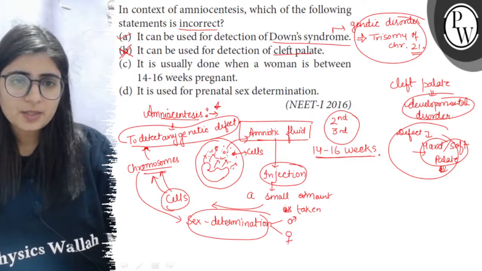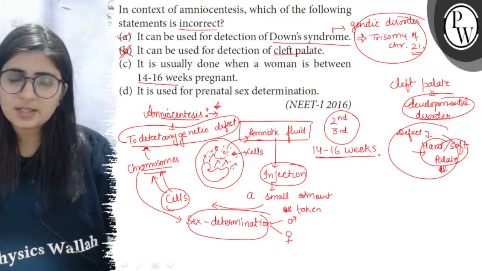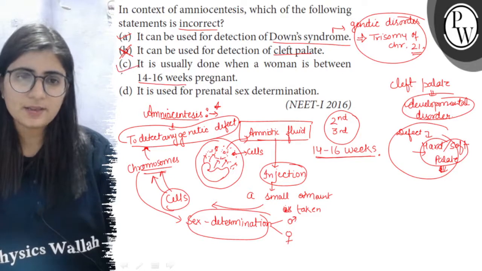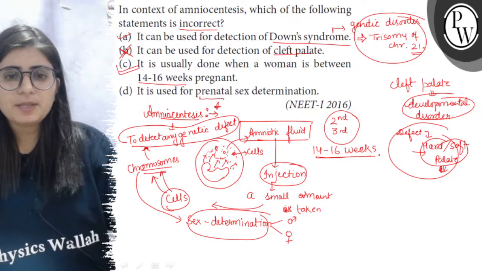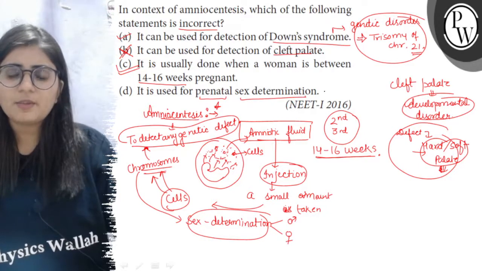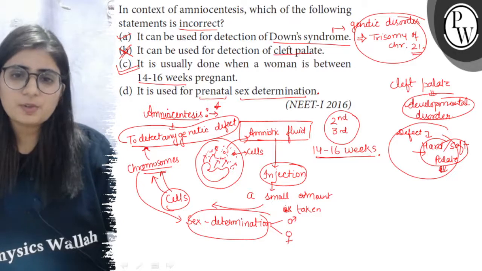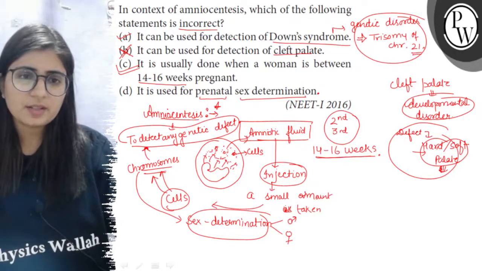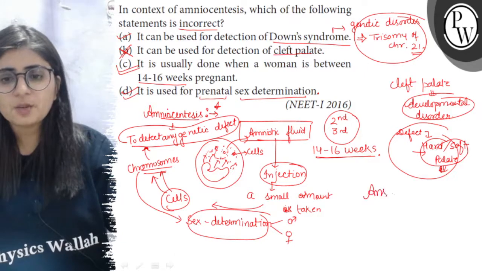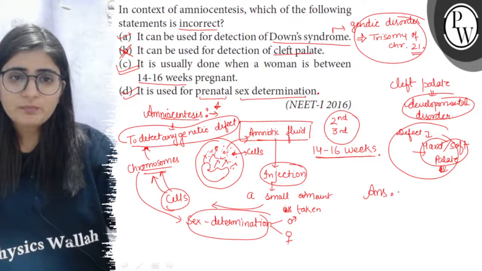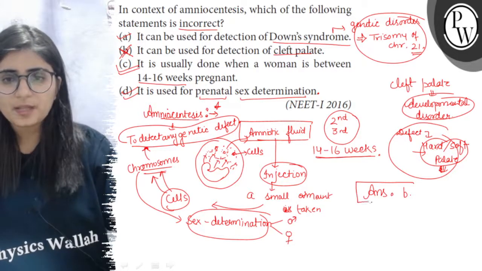Now the third option is it is usually done when a woman is between 14 to 16 weeks of pregnancy. So this is correct. The fourth one is it is used for prenatal, meaning before birth, sex determination, whether the child will be a male or a female, which can also be detected through this. So this one is also true. Out of these four, the one which cannot be detected by amniocentesis and is the incorrect statement is option B. So it is the right answer.